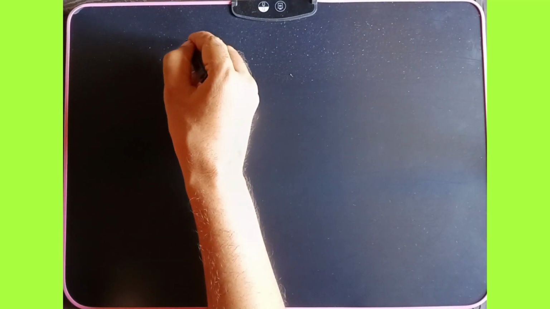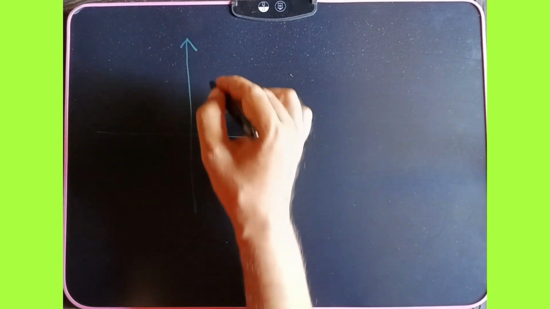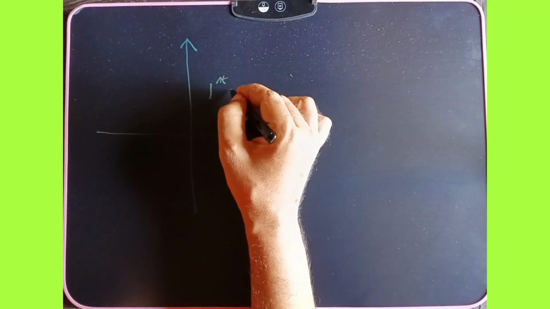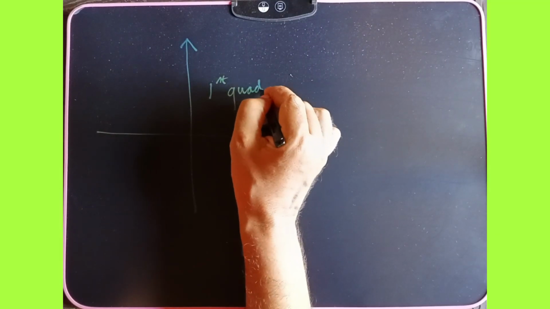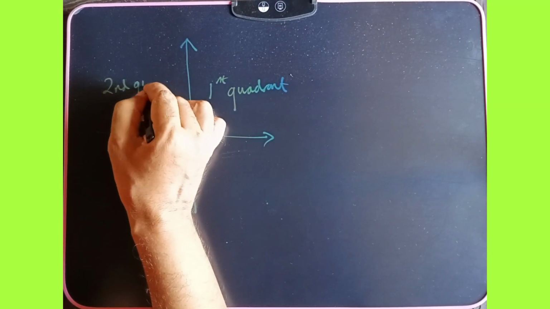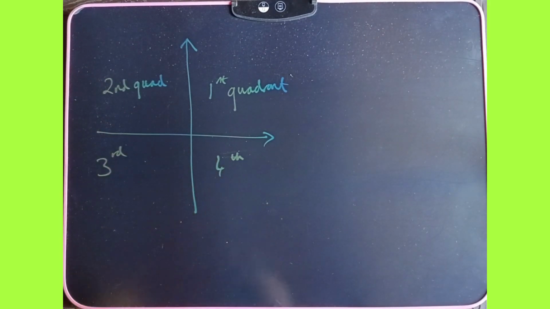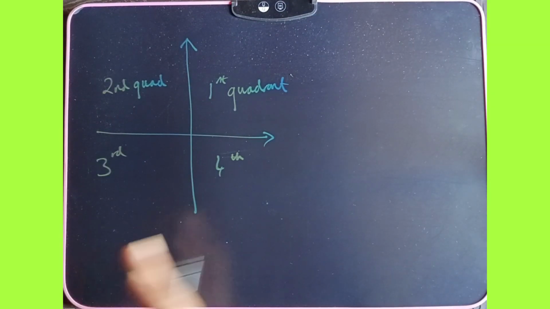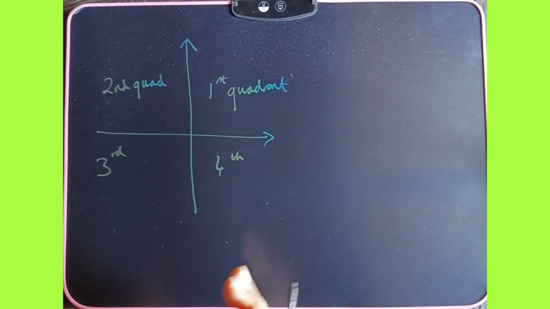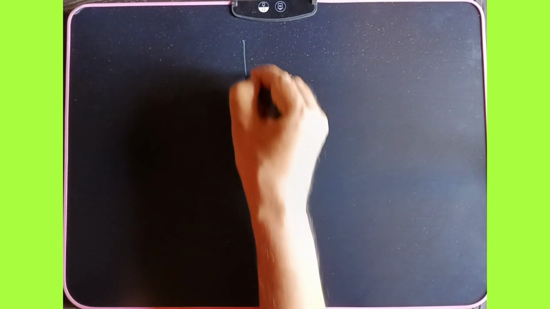Let us consider a coordinate system. This is a coordinate system. So this is the first quadrant. This is the second quadrant, third and fourth quadrant, right? Now using this coordinate system, we are going to derive the trigonometry ratio for the general angles. Okay, so I'm going to wipe this out. So I'm going to take this coordinate system now again.